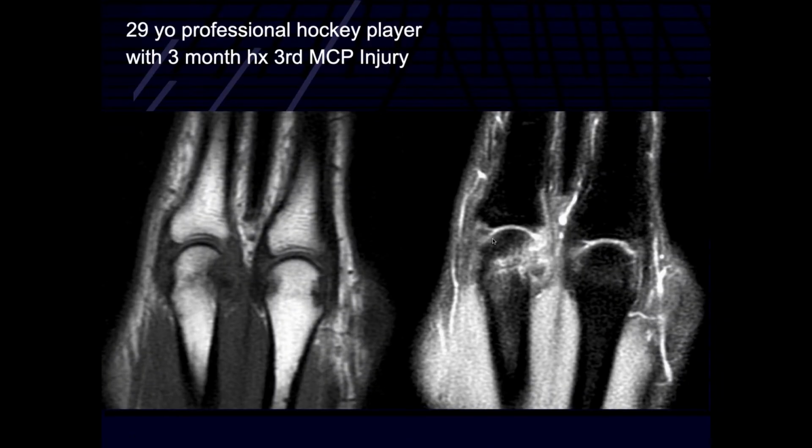Is this the more common injury in basketball players? It's a fairly common basketball injury because they hit it with a ball, kind of compress it. Okay. Michael, what do you think of this case?